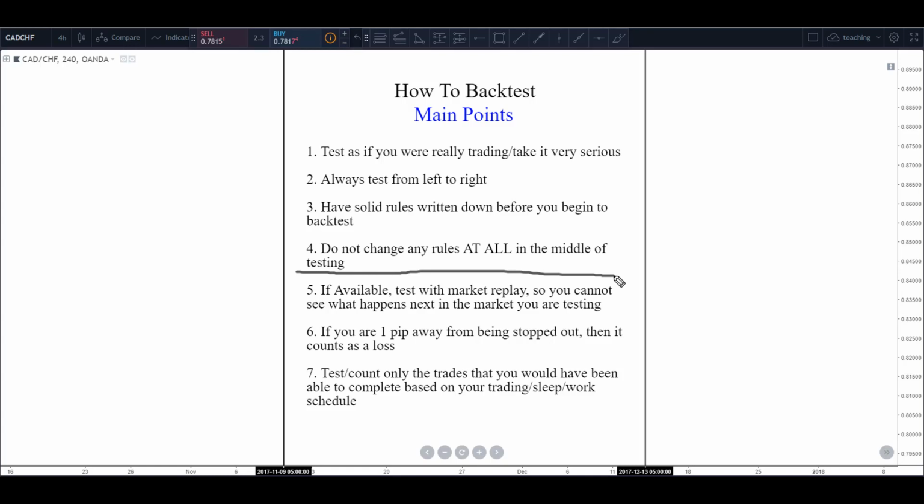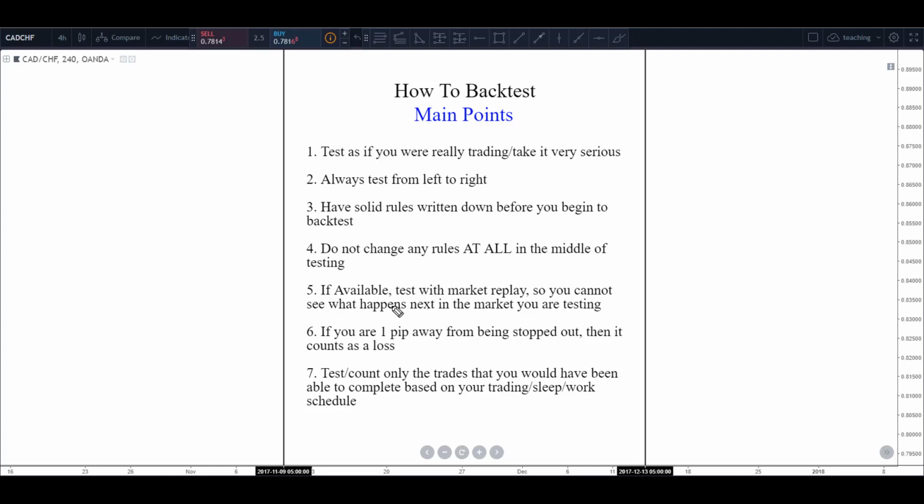Do not, though, change any rules at all during your backtest or curve fit your strategy while backtesting, because that will give you non-accurate results and a non-accurate estimation of how the strategy may perform. So, rule number 4, do not change any of the rules at any time once you have a solid set of rules for your system that you're going to be backtesting.